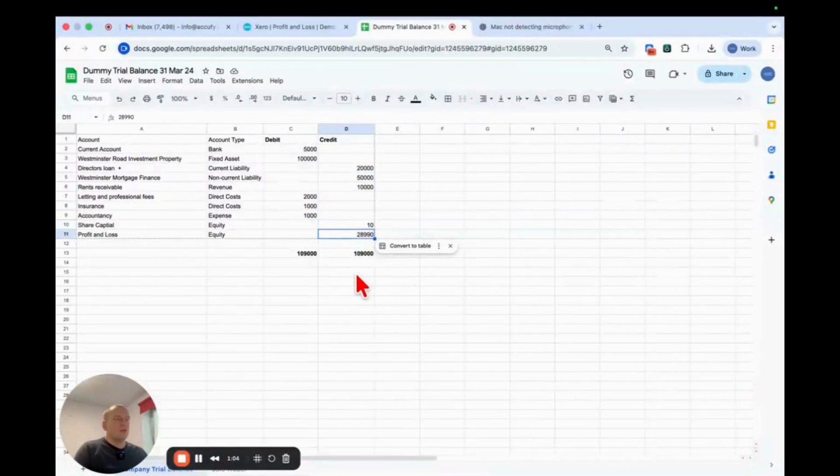So yeah, if your accountant gives you a trial balance that doesn't balance, then something's seriously wrong. You probably need to find a new accountant. This is a really simplified version. It's going to be really straightforward to put that into Xero.